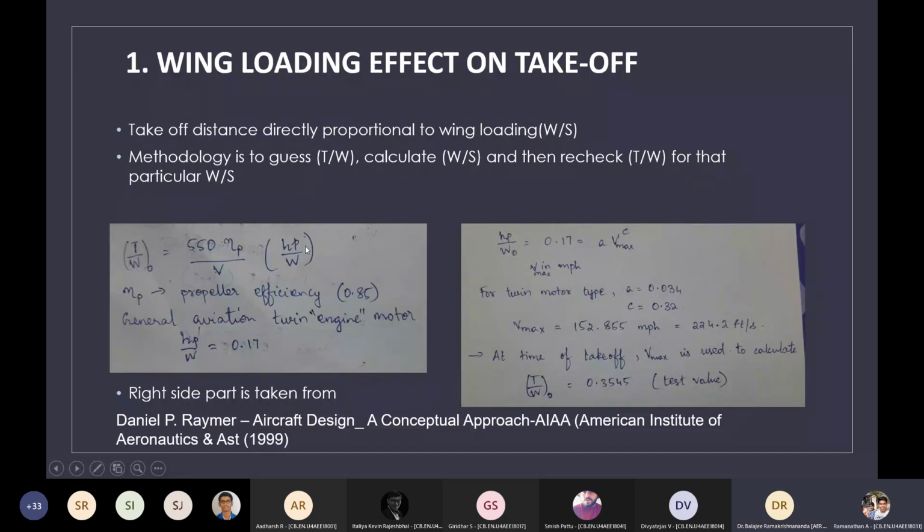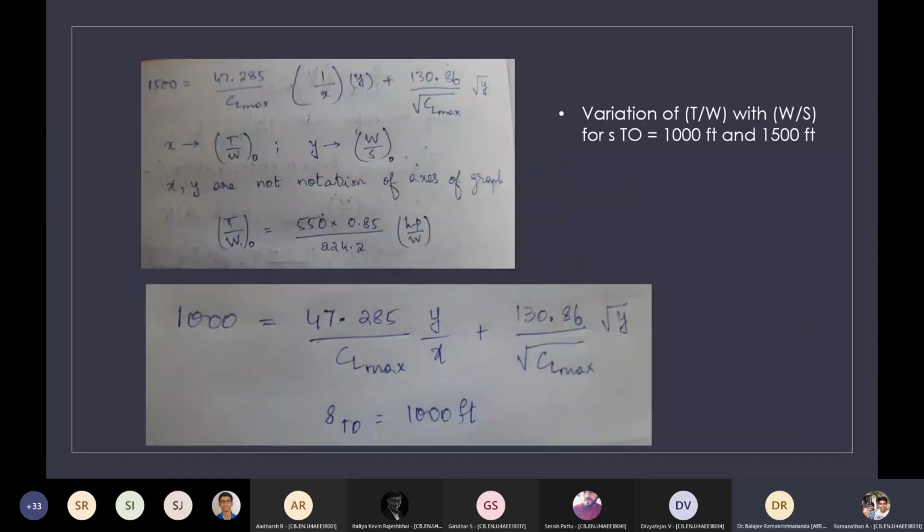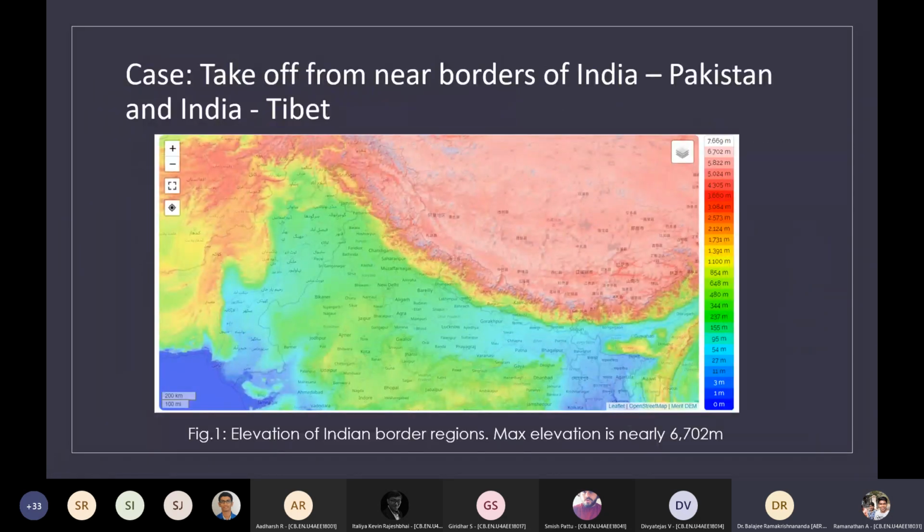Sir, I've just now calculated again, sir. It comes out to be 0.3545. Okay. Yeah, go on. But I want to know how you calculated. Be clear in your report. Okay, sir. Sure, sir.